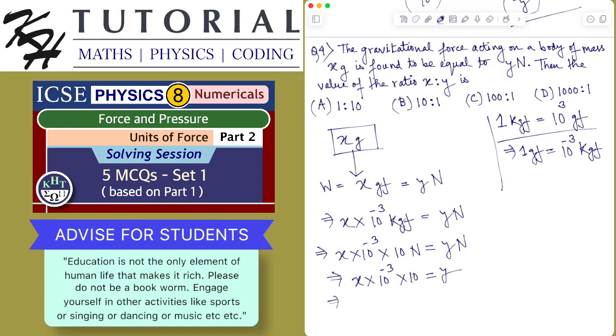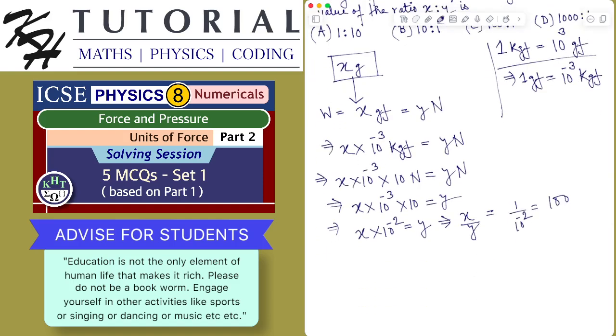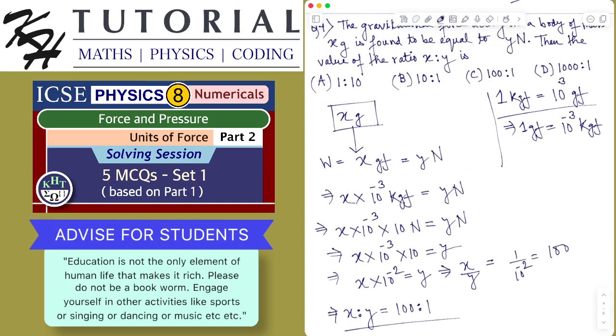This implies x multiplied by 10 to the power minus 2 is equal to y, and this implies x by y is equal to 1 by 10 to the power minus 2, which is 100. X by y is 100. So this implies x is to y will be equal to 100 is to 1. So the correct choice is C. C is the correct choice.